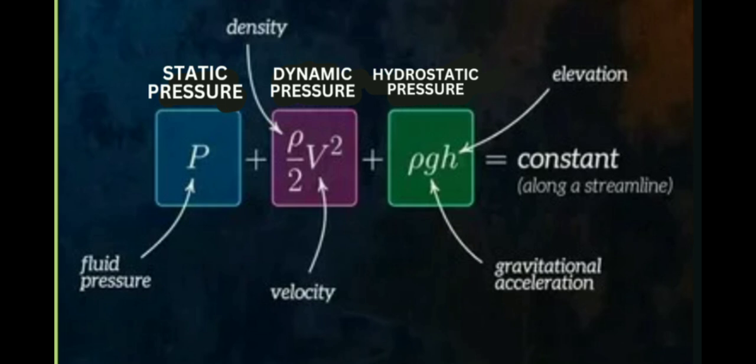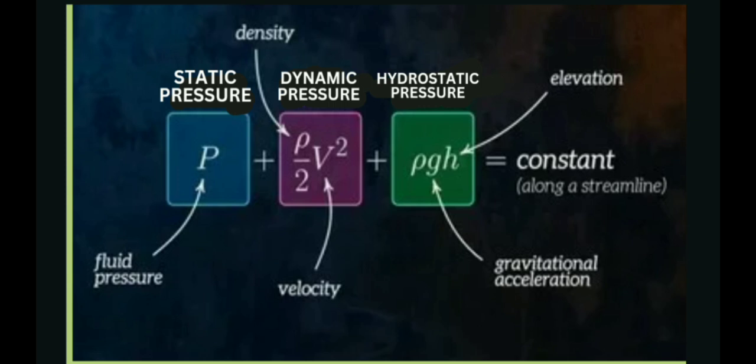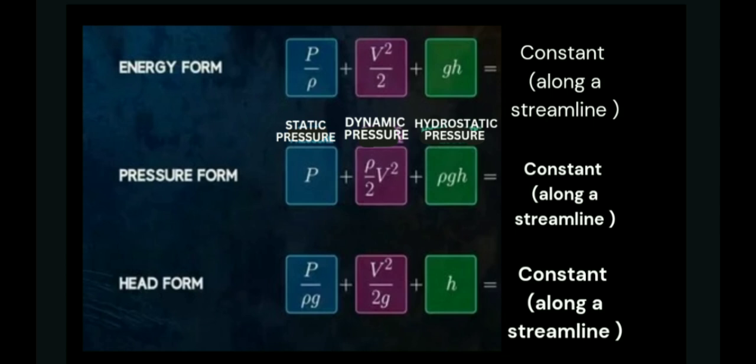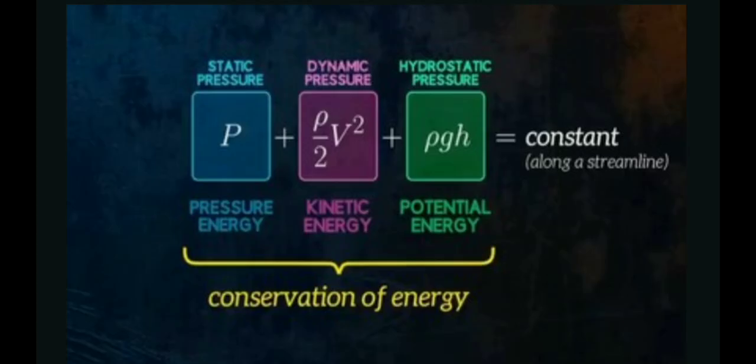g is the gravitational acceleration, and h is the elevation of the fluid, which is just its height above a reference level. This is the pressure form of the equation, but it can also be presented in the head form and energy form. We can think of Bernoulli's equation as a statement of the conservation of energy. It says that along a streamline, the sum of the pressure energy, kinetic energy, and potential energy remains constant. This is really valuable information that can help us analyze a whole range of fluid flow problems.